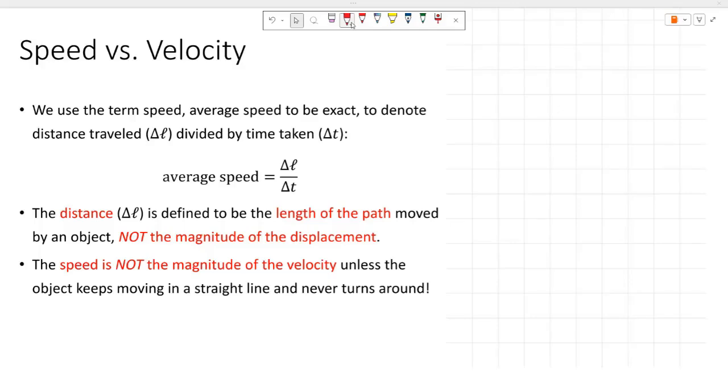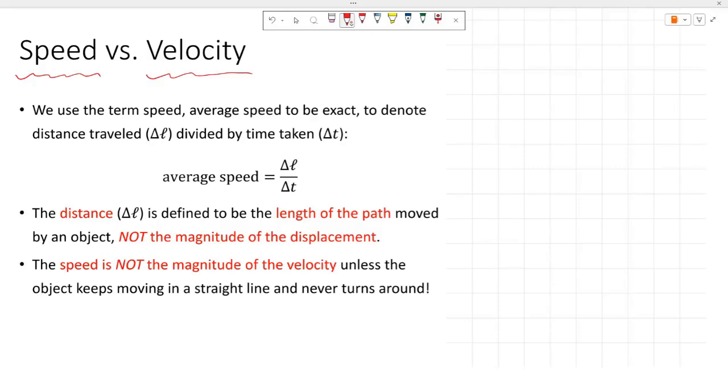This is another place where students get tripped up a lot. The word speed and the word velocity are very different in physics. Yes, we did mention that the velocity is sort of the vector version of the speed, but it's not quite true in some of the scenarios.